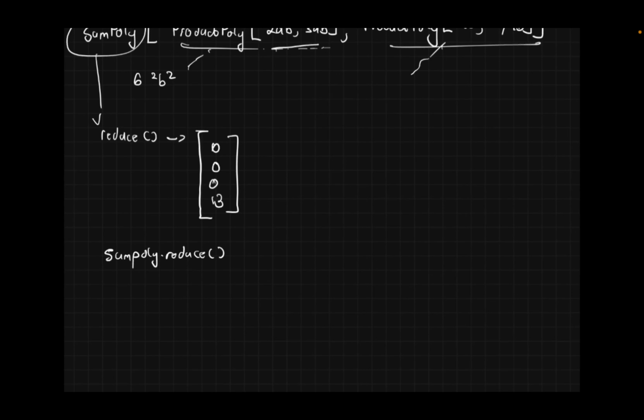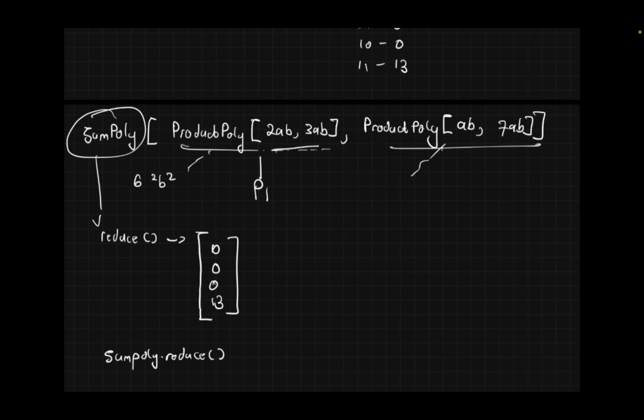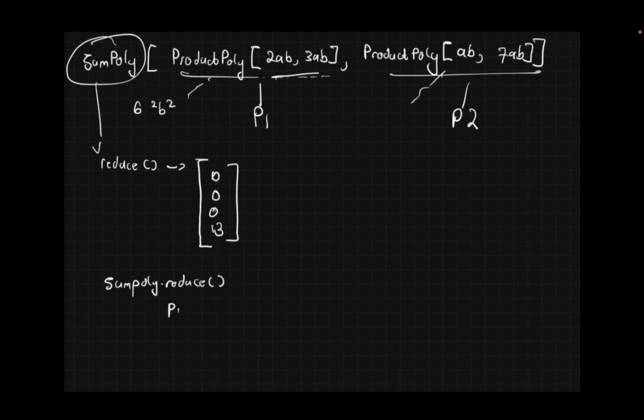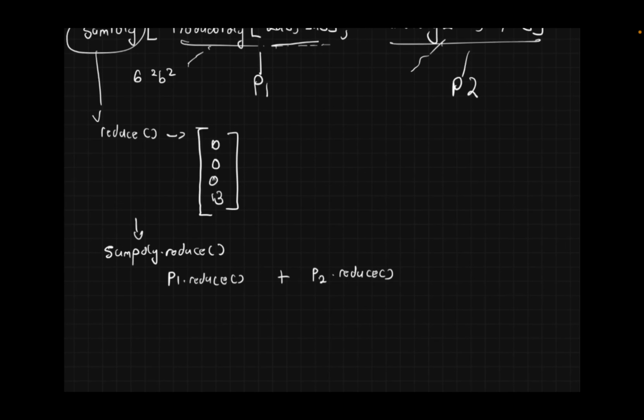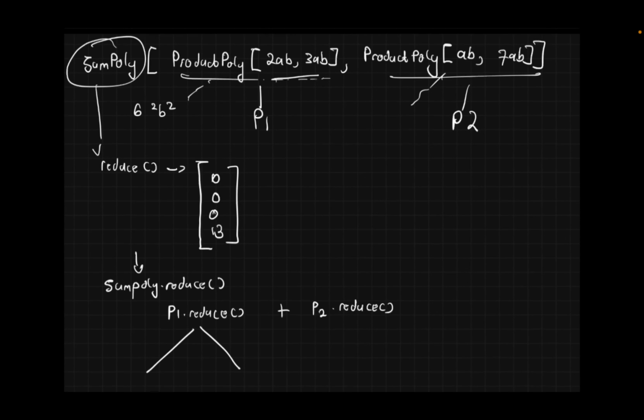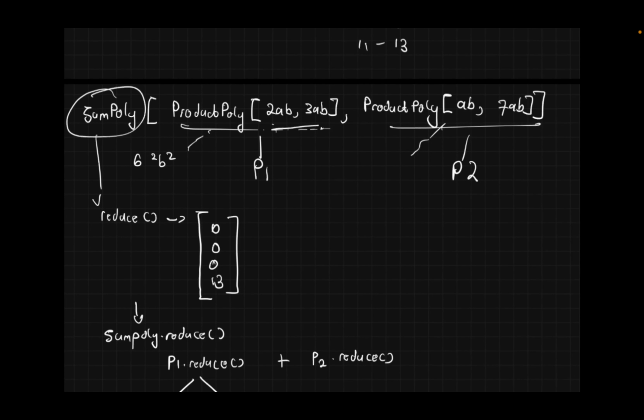What it's going to do is, let's call this one P1 and this one P2. It's going to say P1 dot reduce plus P2 dot reduce, right, because it's like sum poly. So it sums the distance. But then this product poly has 2AB and 3AB, right?